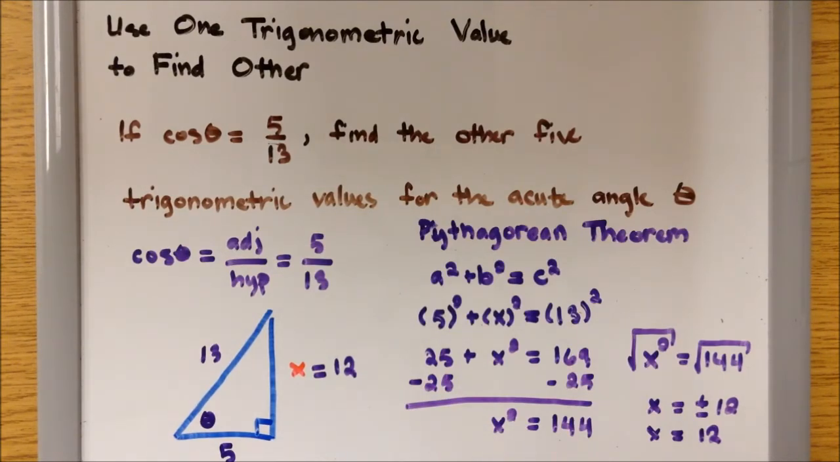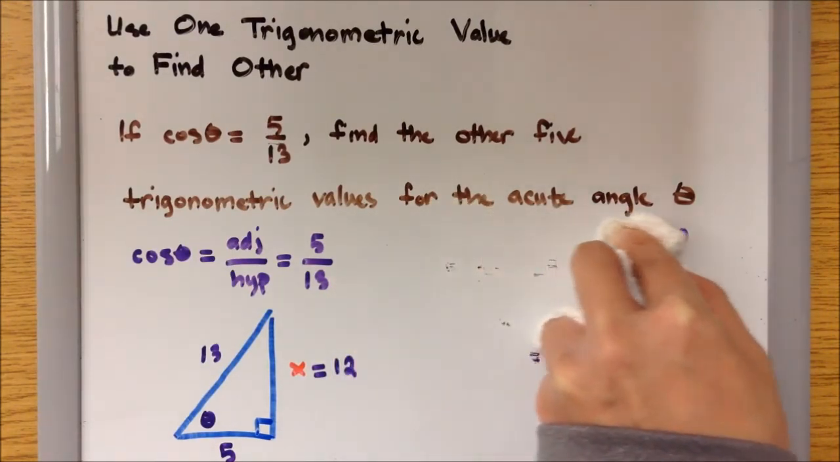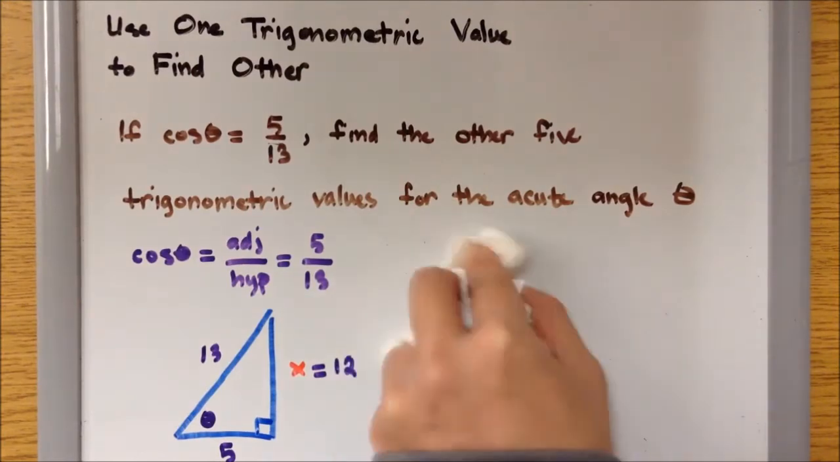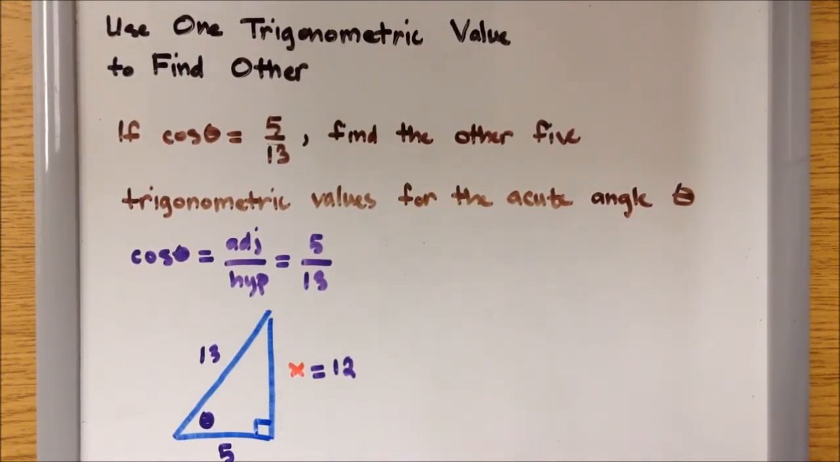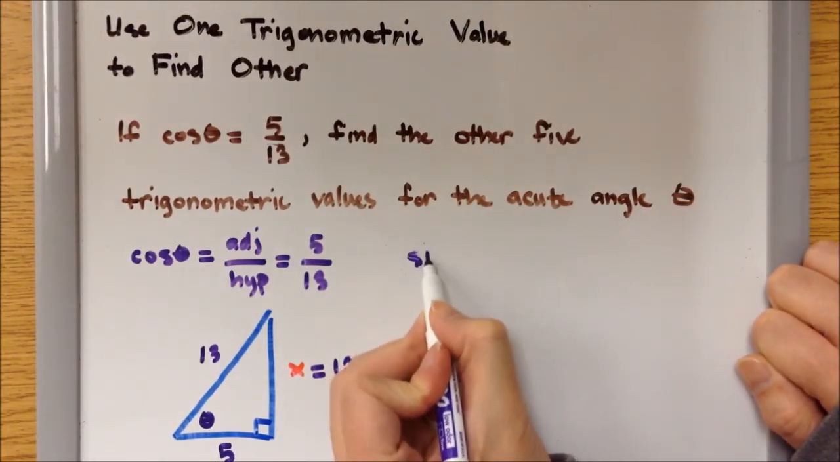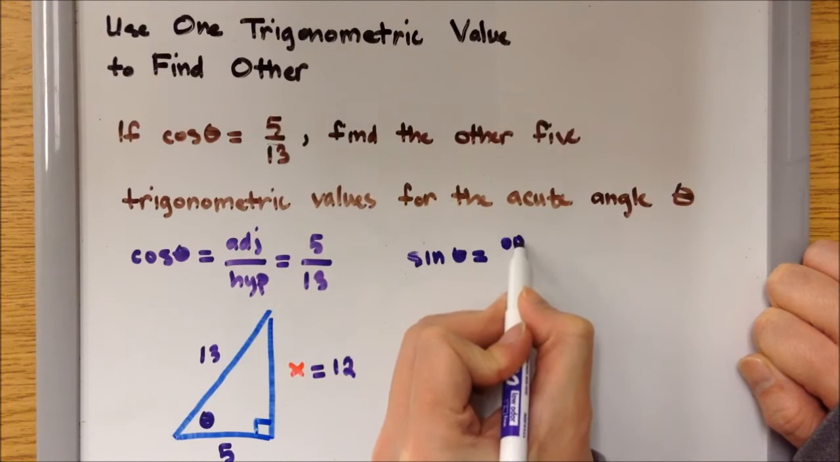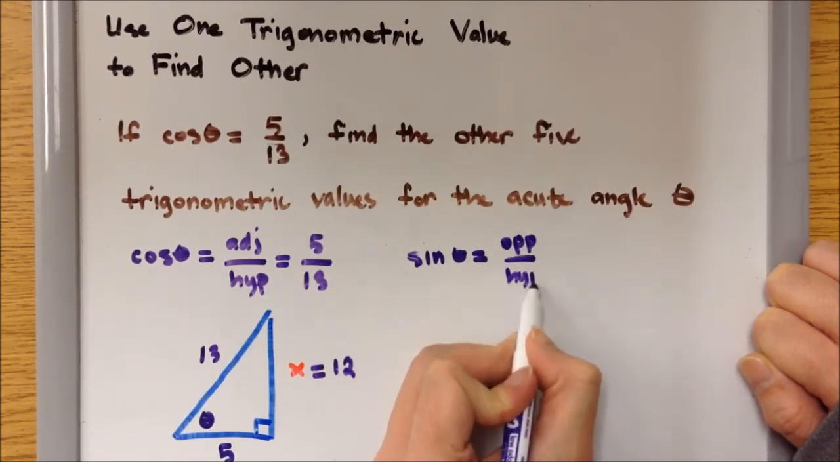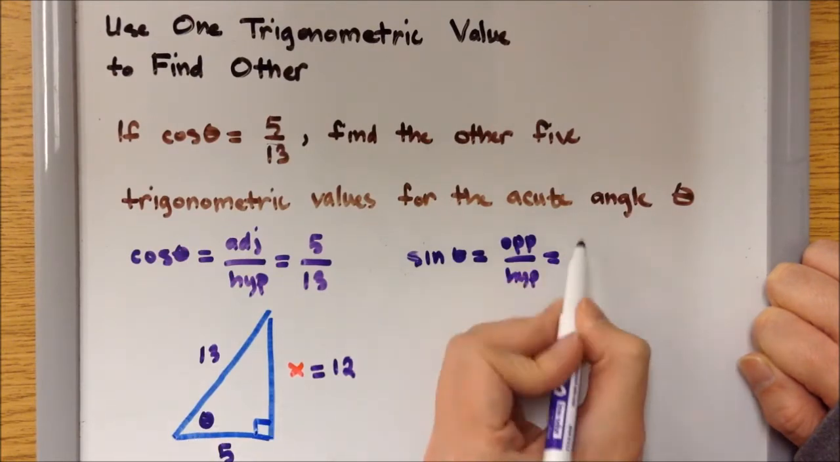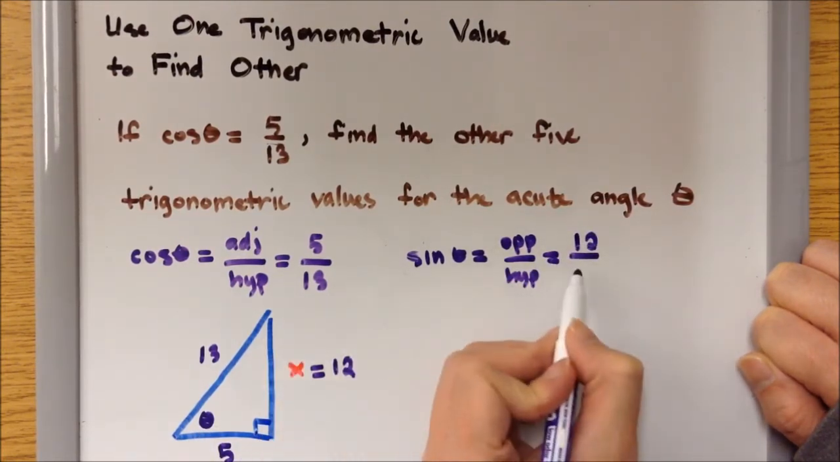Now, we're going to use all the information given here to find the other 5 trig values. So I'm going to make room by erasing the Pythagorean Theorem work. Now, we have cosine, so let's do sine. Sine theta is opposite over hypotenuse. So opposite from the angle is 12 over the hypotenuse, which is 13.